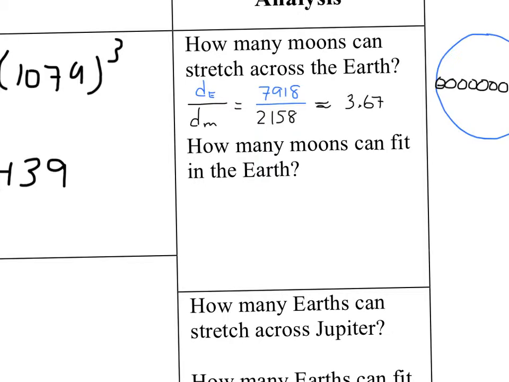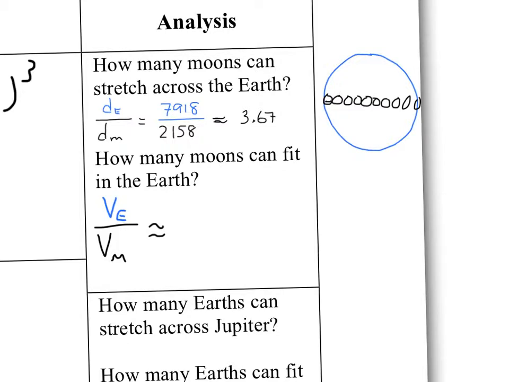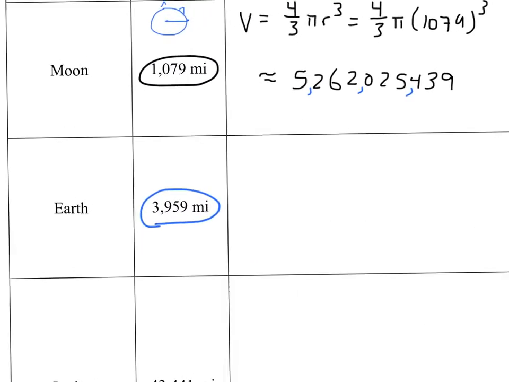So here we have the question that says how many moons can fit in the Earth. What we're going to do is find the volume of the Earth and divide that by the volume of the moon, and we're going to get an approximate value. Notice here, stretching across, it's not quite 4 moons can stretch across the Earth. However, we're going to figure out how many moons can fit in. And holy cow, these numbers are huge, so it's kind of hard to estimate. I would guess, what, 20, 30? I'm not quite sure. So let's find the volume of the Earth now.